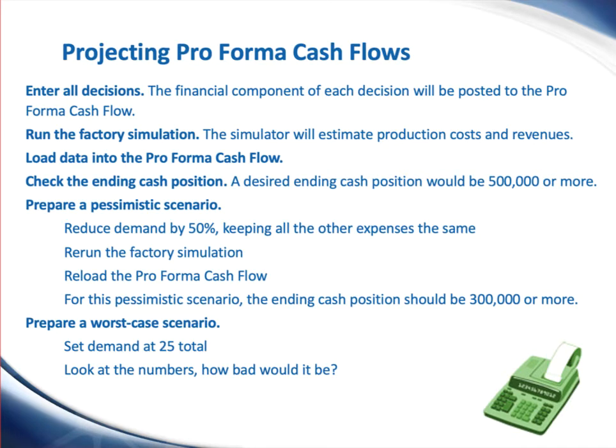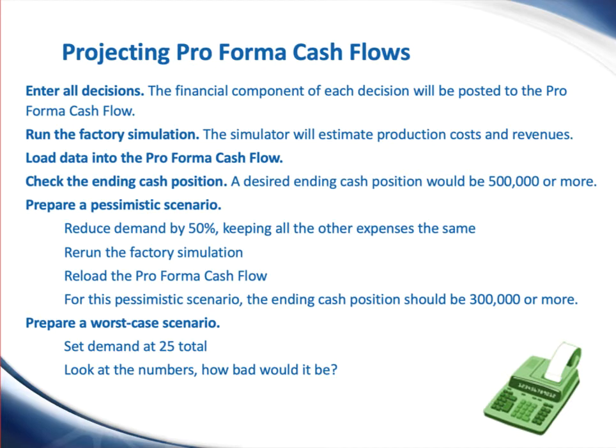Last but not least, let's talk about the financials. You need to project pro forma cash flows. That means you enter all decisions and have therefore the financial component of each decision that is posted in the pro forma cash flow. You need to run the factory simulation. The simulator will estimate production costs and revenues. You load the data into the pro forma cash flow, and you check your ending cash position.